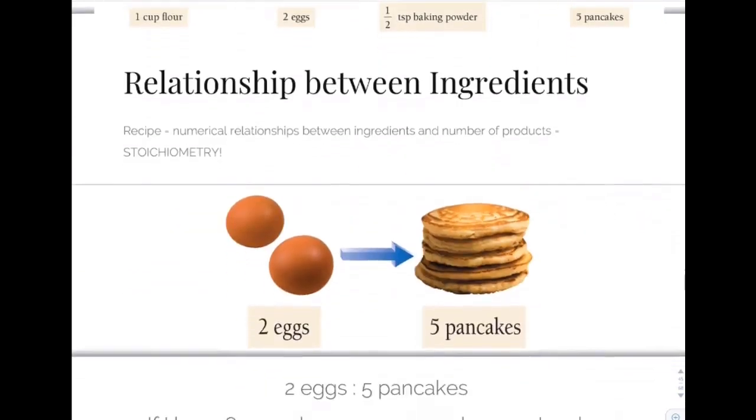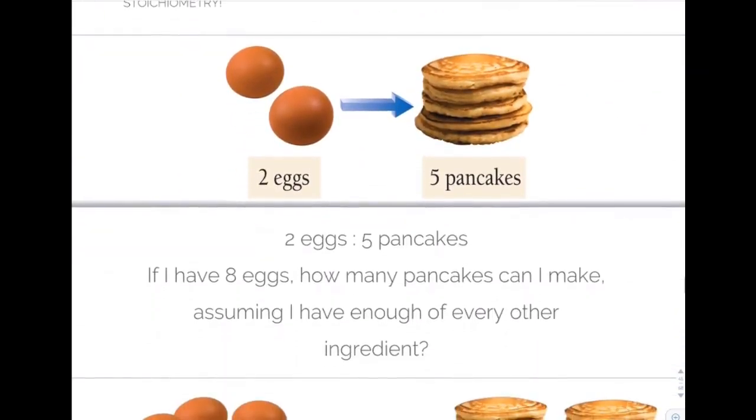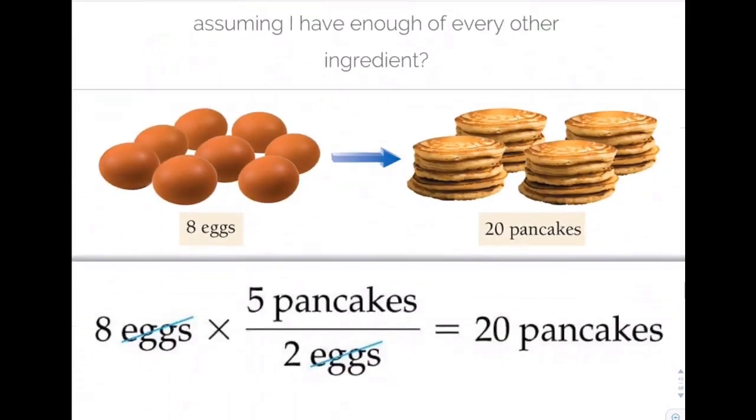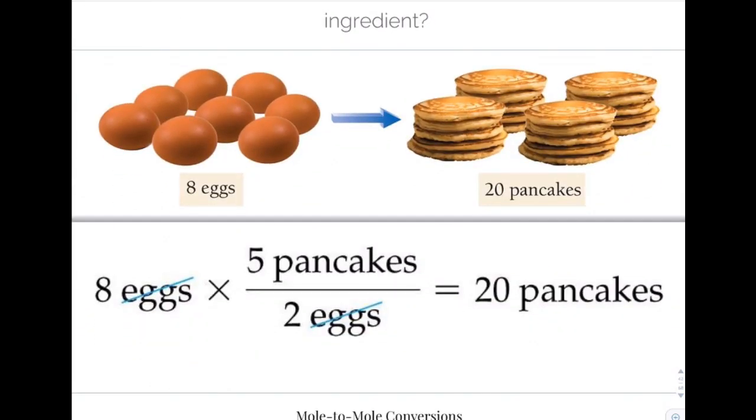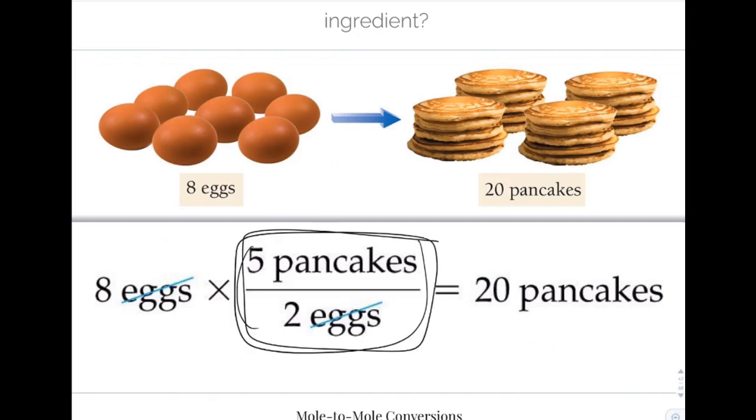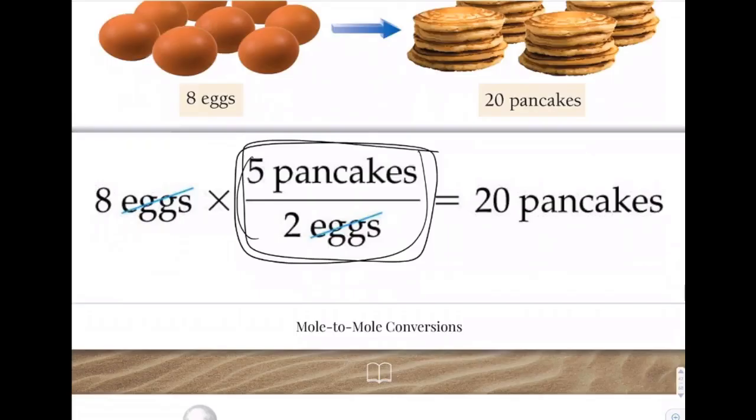And so let's look at some math. If I have 8 eggs and 2 eggs make 5 pancakes, how many pancakes can I make if I have plenty of everything else? If I have 8 eggs, I can make 20 pancakes. Well, here's a conversion. This conversion is just the ratio that I saw in my recipe, which is the same thing as my chemical reaction. And so we're going to be using this ratio to help us with chemical reactions. And we call this a multimole ratio.